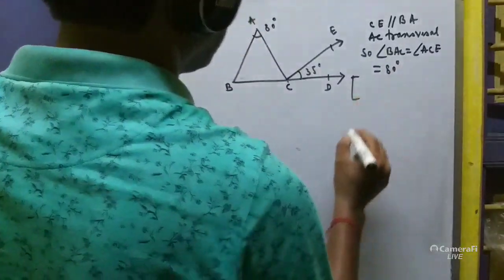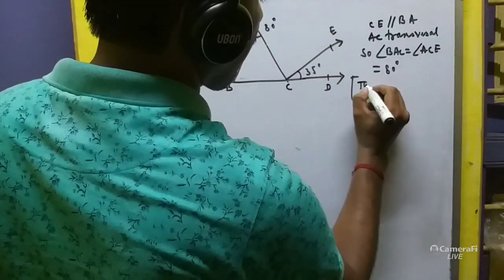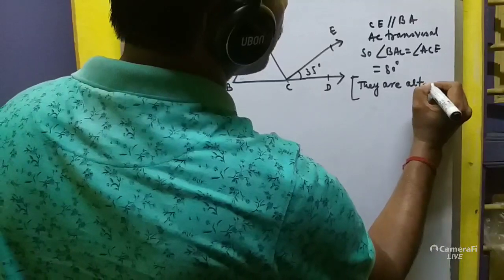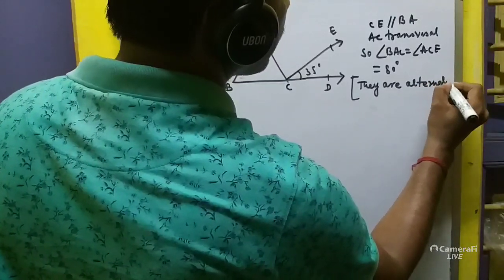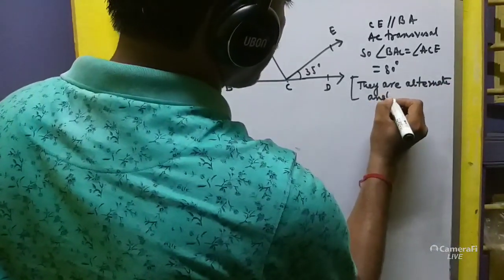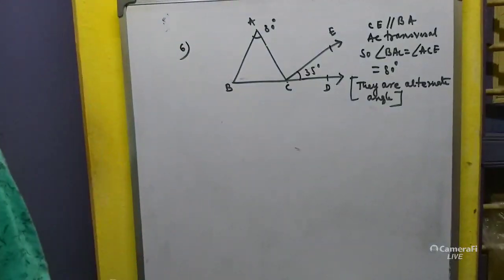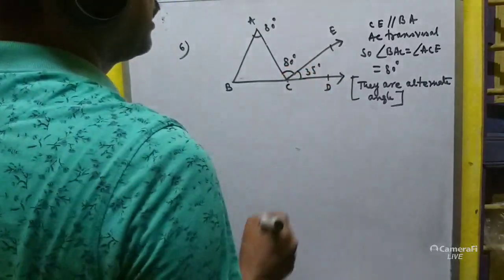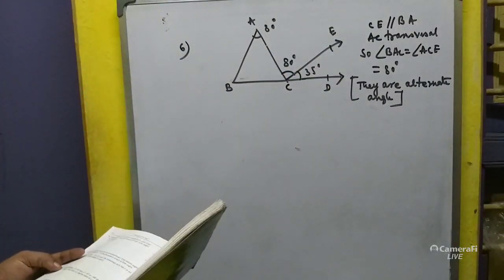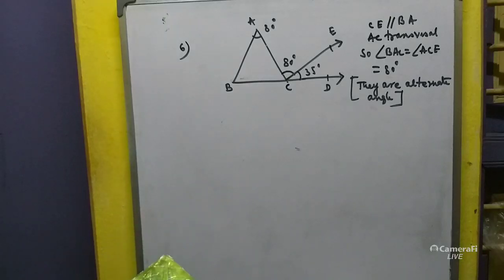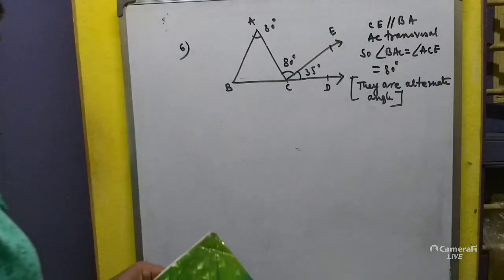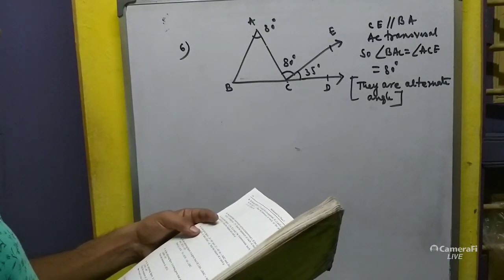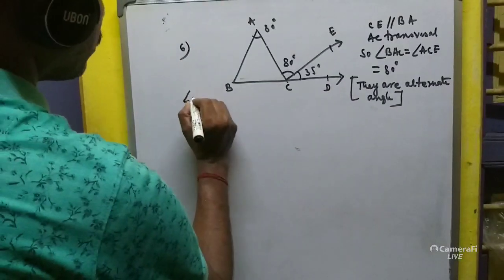What type of angle are they? They are alternate angles, and they are equal. So this angle you can find out now, 80 degree. Now angle ACE, angle ACB, angle ABC. Three angles I have to find out. ACE.